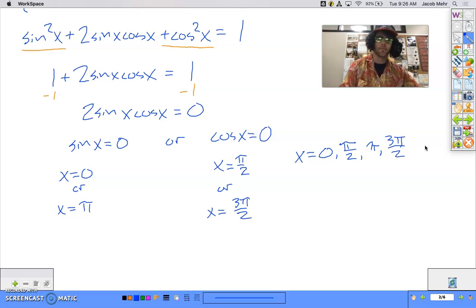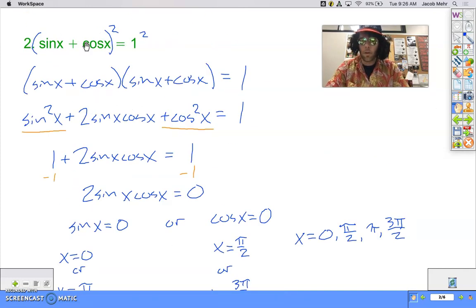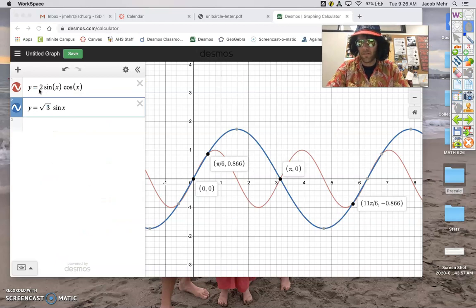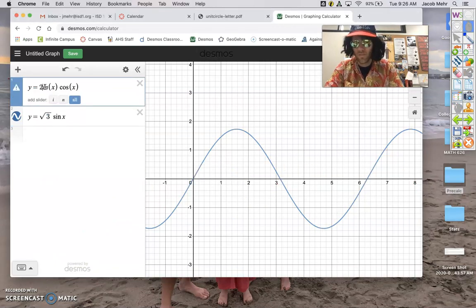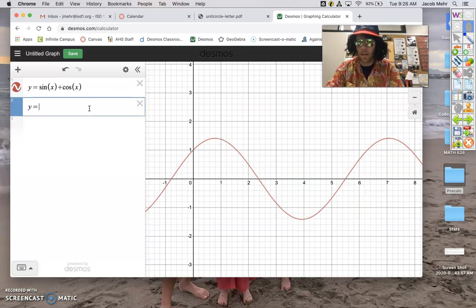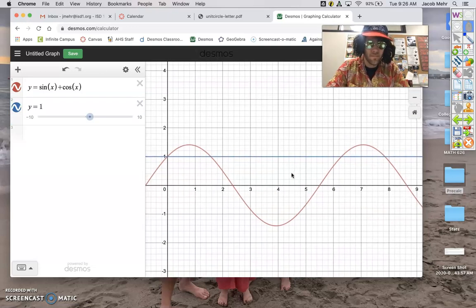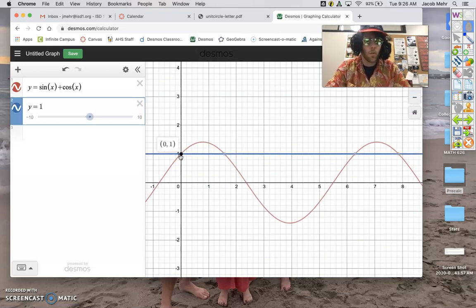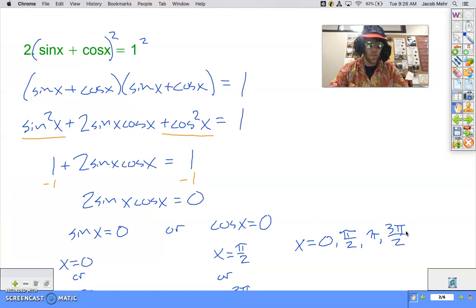Okay, let's check our answer. What was our original equation again? There we go, sine plus cosine, where does that equal 1? Sine plus cosine, and where does that equal 1? All right, 0. Good. Next one. Pi over 2. Good. Next one. 2 pi? Where did pi over 2 and 3 pi over 2 go?